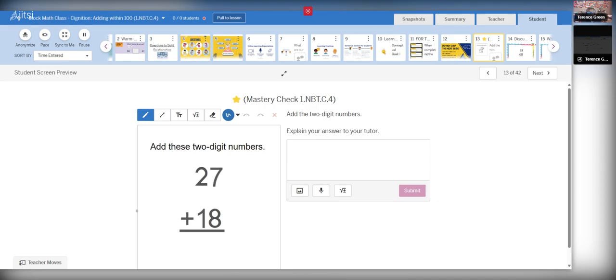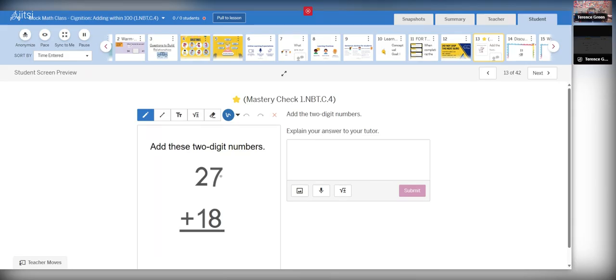Okay. So I'm going to ask you a couple questions about this. Which numbers are in the ones place? Which numbers are in the ones place? The 7 and the 8, correct. And which numbers are in the tens place? The 2 and the 1, correct.